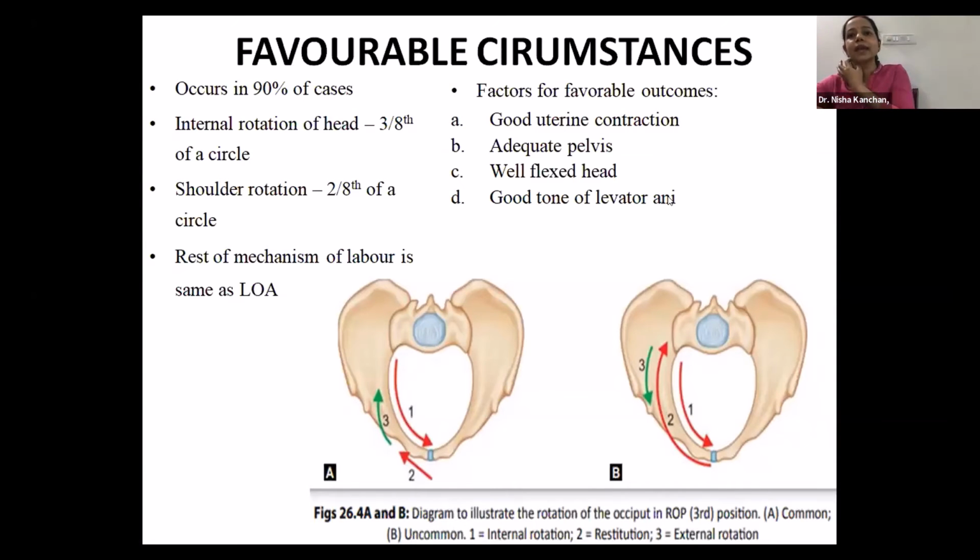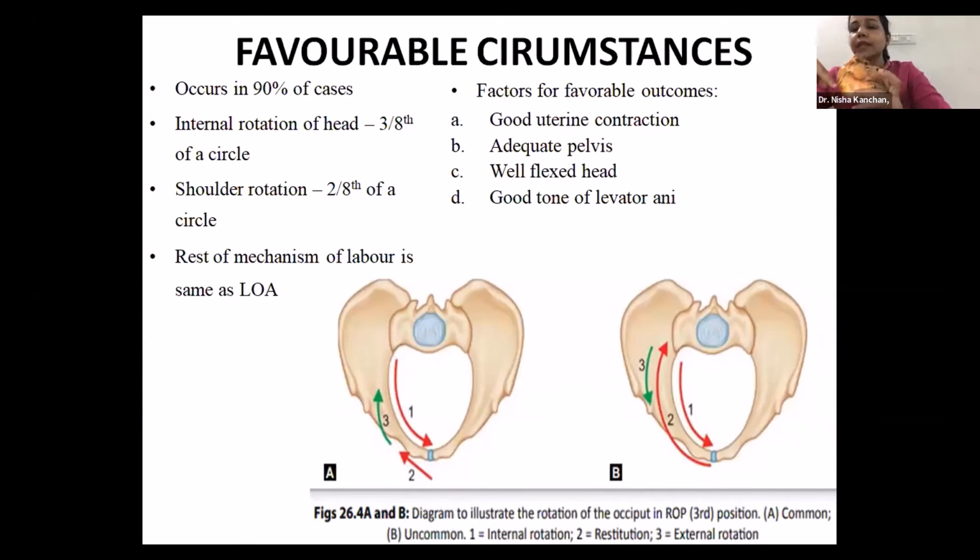So when can we expect this to happen? Why in 90% of cases does this happen? If there are good uterine contractions, if there is an adequate pelvis, if the head is well flexed, and there is good tone of levator ani. The tone of levator ani is very important to cause internal rotation. If the levator ani have a very poor tone, the baby's head will not rotate. Similarly for uterine contraction, the uterus has to push the head against the pelvic floor. Only then is the head going to rotate.